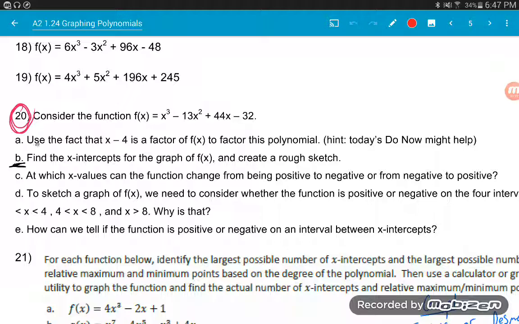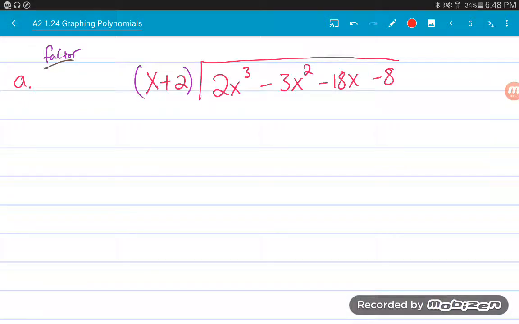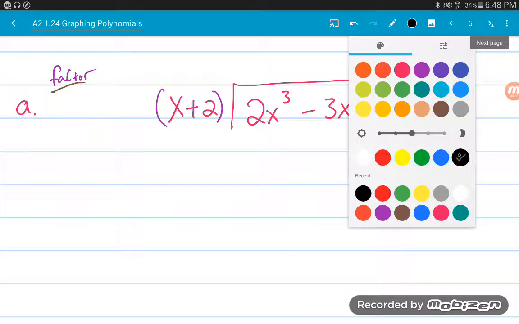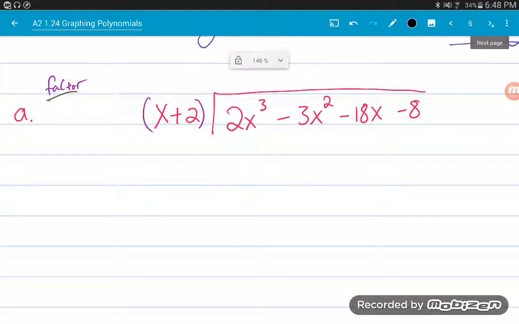The first thing that it says: use the fact that x minus 4 is a factor of the function f of x to factor this polynomial. Okay, so when something is a factor, that means that what we're doing is division. So for part A, let's do our division first. This is the example that I pulled from the do now. So given that this is a factor, I'm going to divide it in.